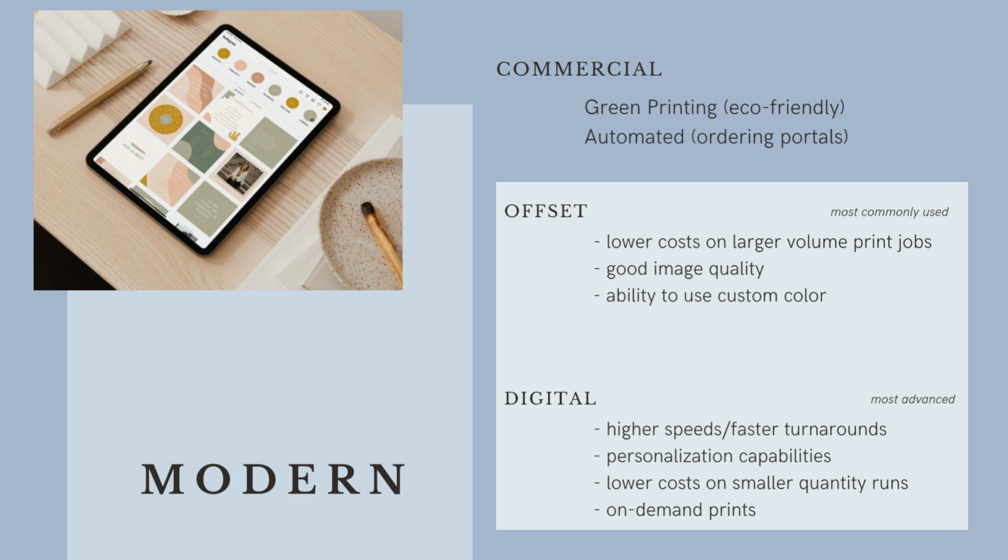So how does this all come back to modernization? The printers you see now, there's commercial printing, which have now formed into either green printing, which is eco-friendly, and the automated, which is ordering portals. Two types of printing that you see most often.